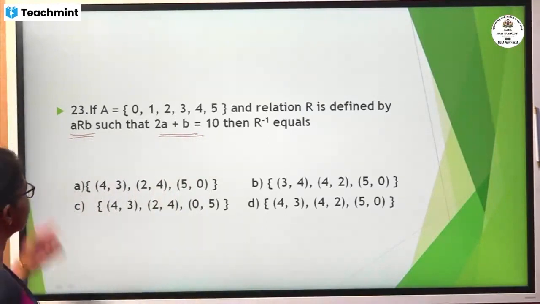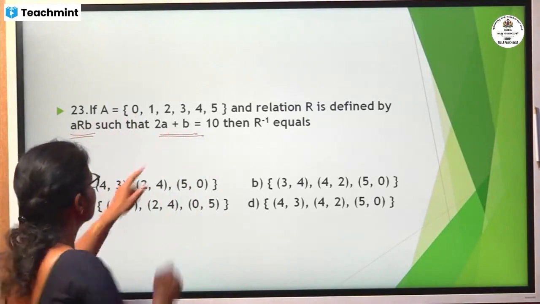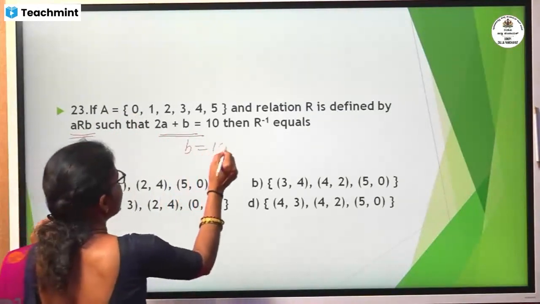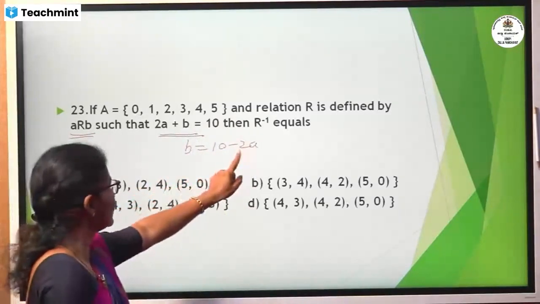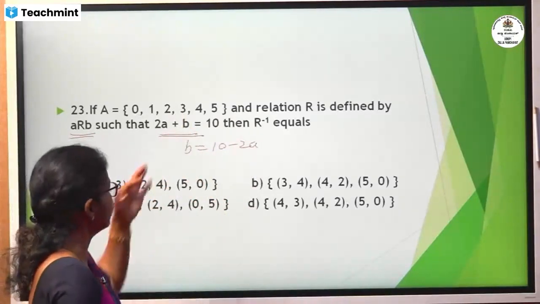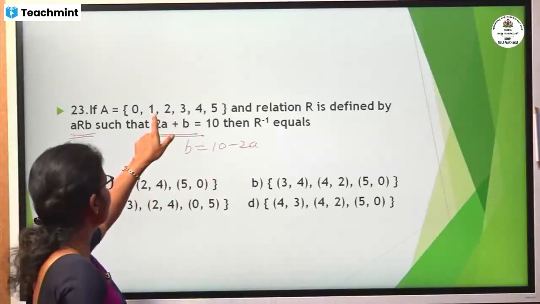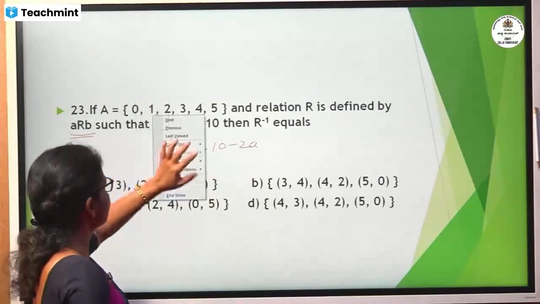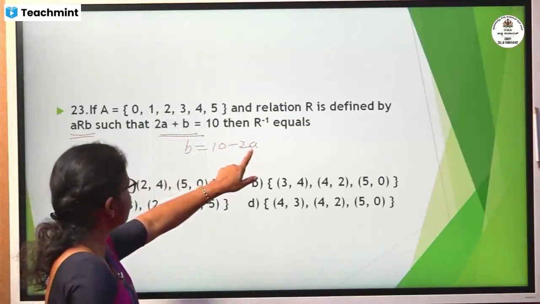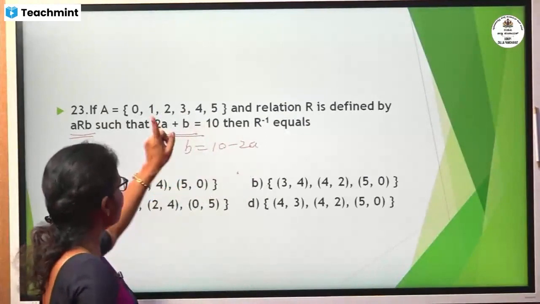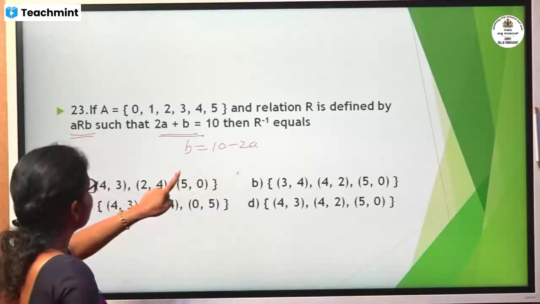Check with the numbers. See, B becomes now 10 minus 2A, right? This is the rule. Replace A by 0, 10 minus 0, 10. This is not there in the given set. Replace A by 1. Then 10 minus 2, 8, not there. Then replace A by 2. 10 minus 4, 6 is not there. Replace A by 3. 10 minus 6, 4.